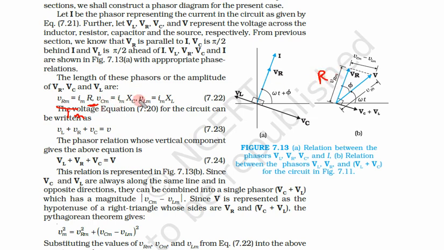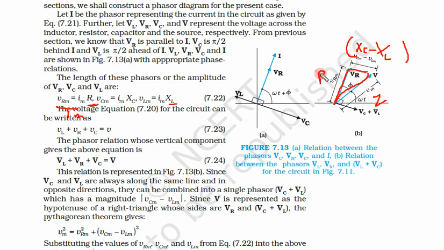VCM is equal to Im Xc. So VCM upon Im, because current is same, is Xc. Then VLM is Im XL, so divide by Im, this will become XL. So this is a triangle between R, Xc minus XL, and this side is the total impedance of the circuit that we have calculated.